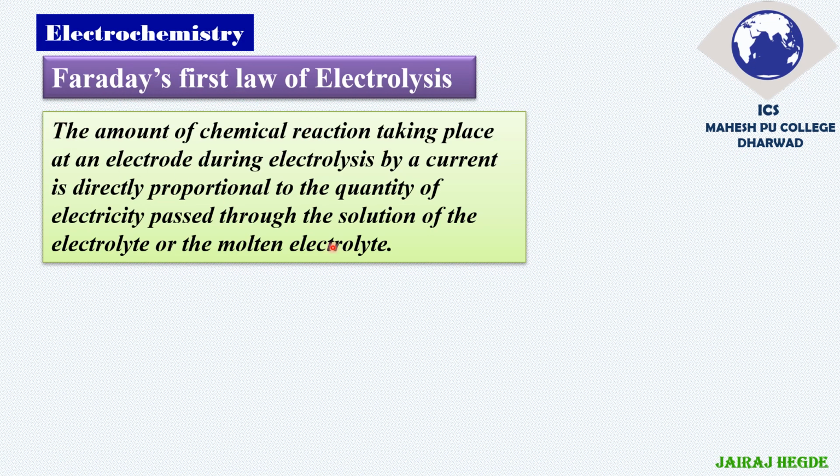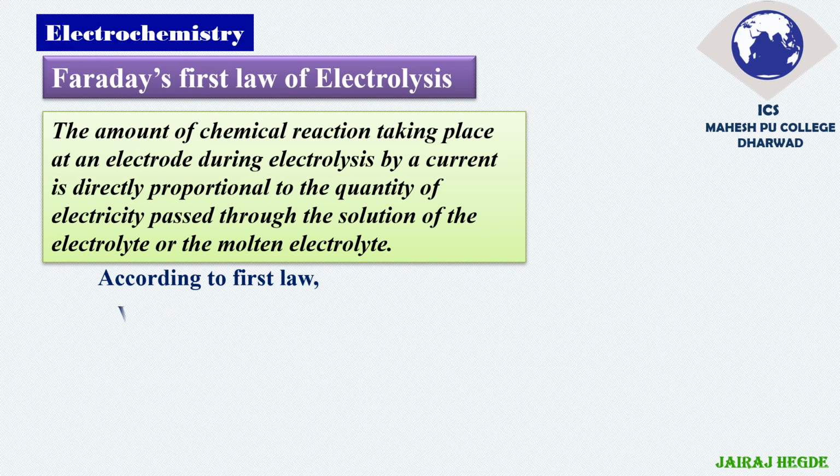So if I have taken a molten electrolyte or a solution containing electrolyte, the amount of metal deposited or the amount of gas liberated will be directly proportional to the quantity of electricity passed. Its meaning is very simple. I have taken some amount of substance. If I increase the current passed through the solution, the decomposition of that substance will be more. Higher the current passed, higher will be the decomposition of that substance.